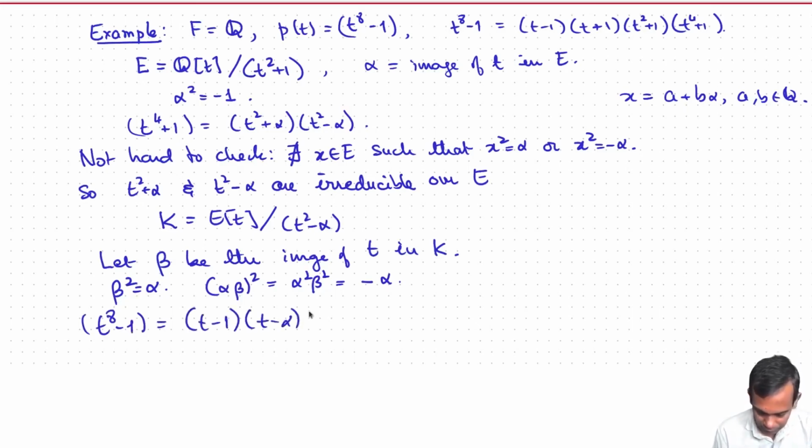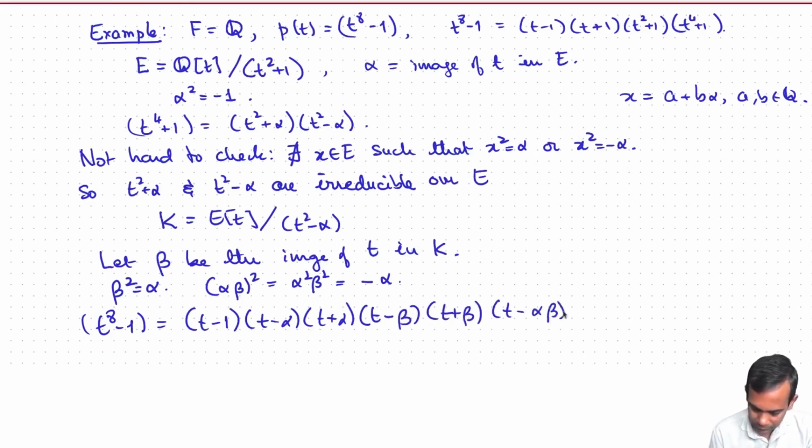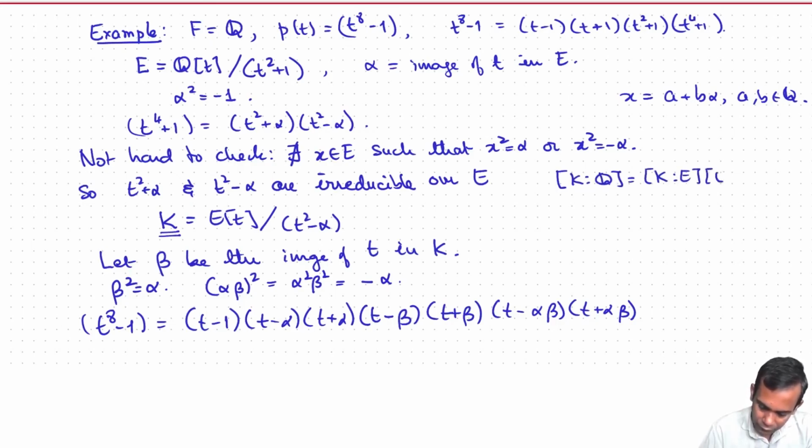And so what we get is that t to the 8 minus 1 is equal to t minus 1 into t minus alpha into t plus alpha into t minus beta into t plus beta into t minus alpha beta into t plus alpha beta. And this is a linear factorization of t to the power 8 minus 1 in this larger field K. Now the degree of K over Q is the degree of K over E times the degree of E over Q, and that's 2 into 2, so that's 4.